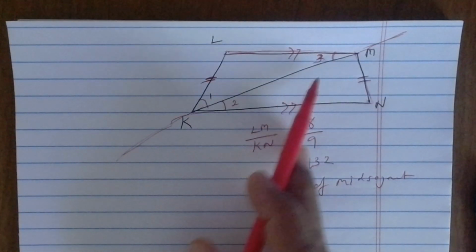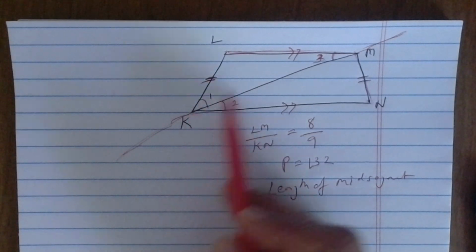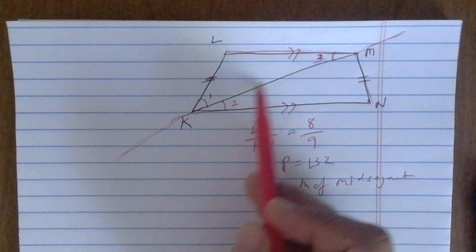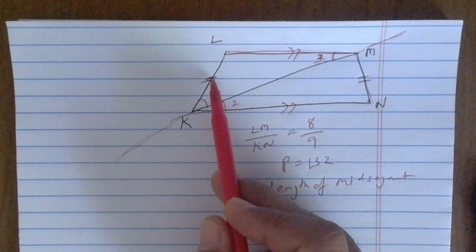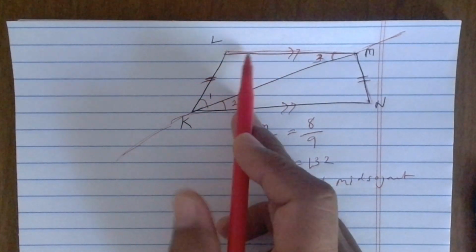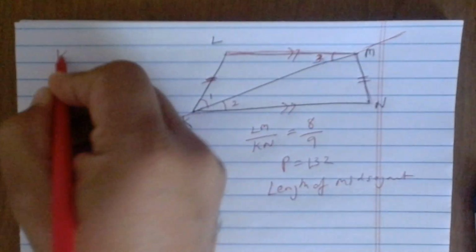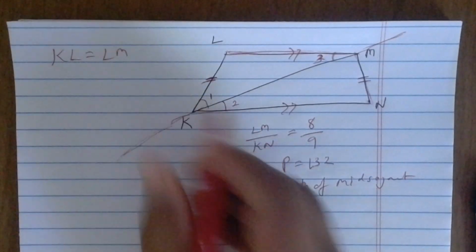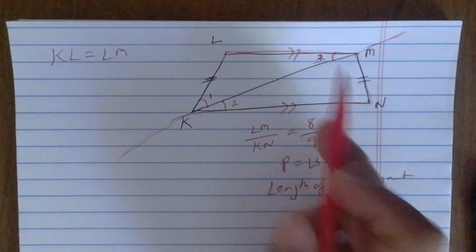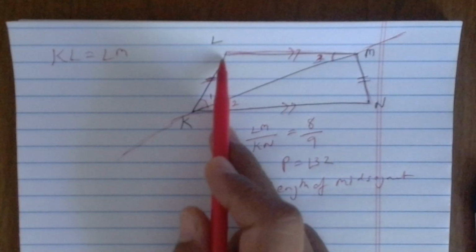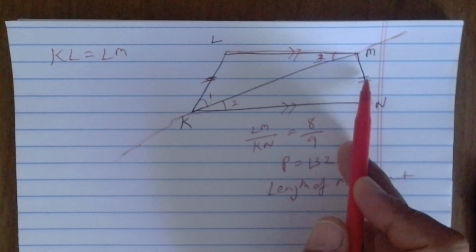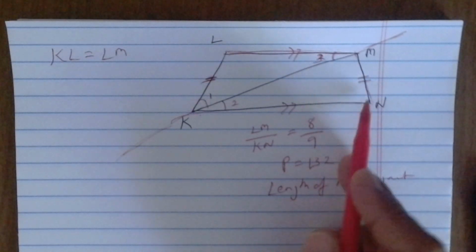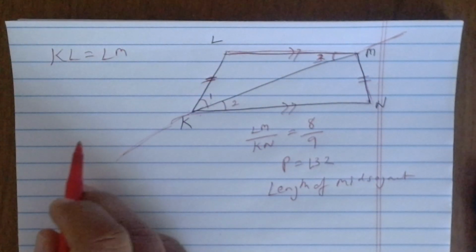If angles 1, 2, 3 are equal, in this triangle you can know that this is an isosceles triangle, because in an isosceles triangle the opposite angles are equal, which means KL is equal to LM. So we established KL equal to LM. And we already know that this is an isosceles trapezoid, so this will also be equal to MN.